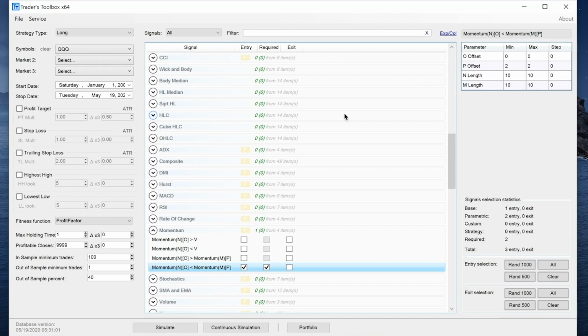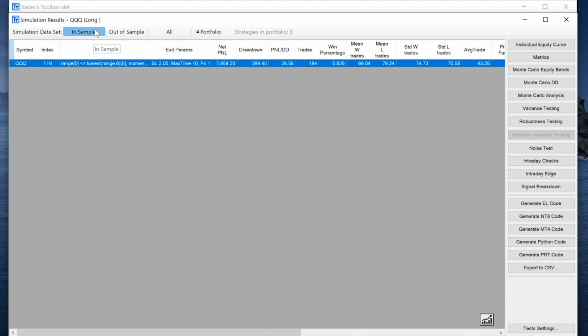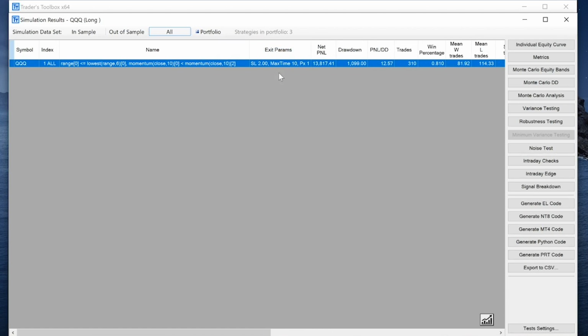Now time for the exit parameters. We know the stop loss is 2 times the average true range. Our max holding time is 10 days, and we are looking for 1 profitable close. That's it. That's the whole strategy. Here are the in-sample results, out-of-sample results, and all results. Here are the entry parameters. Here are the exit parameters, the net P&L, drawdown, P&L to drawdown ratio, total trades, win percentage, the list goes on.